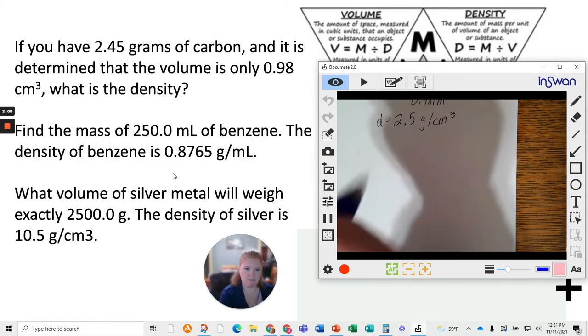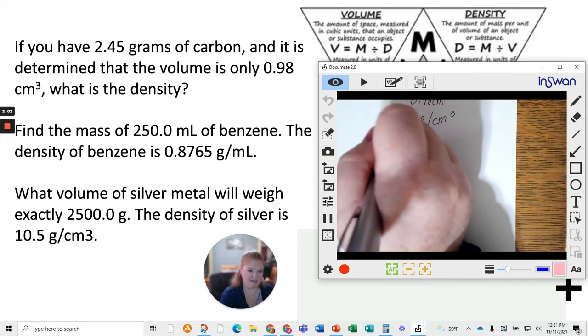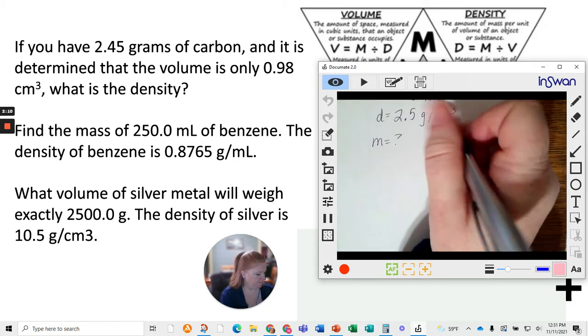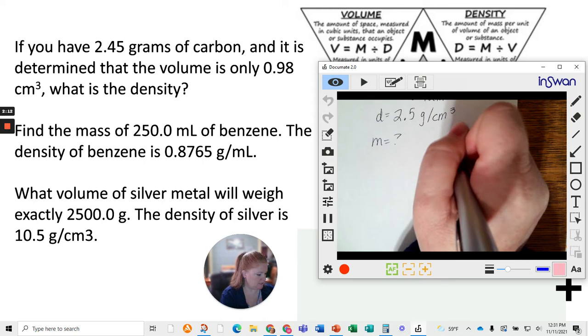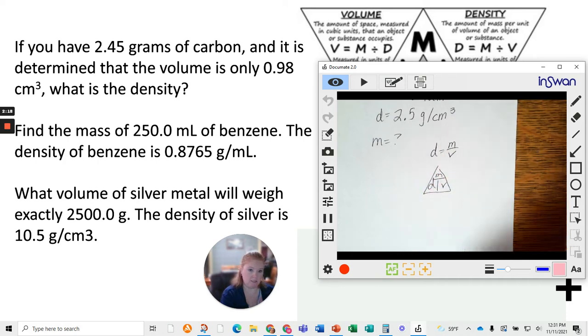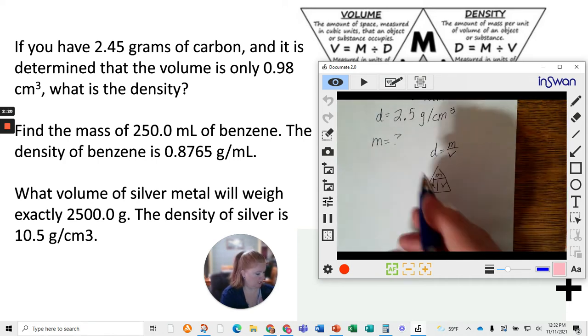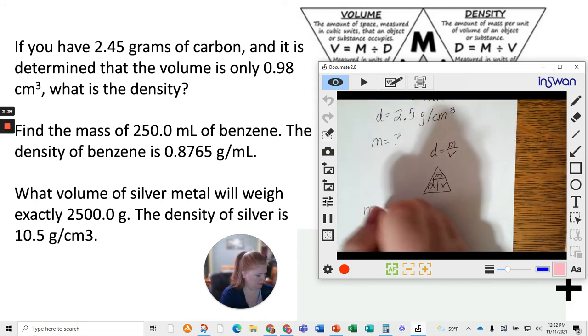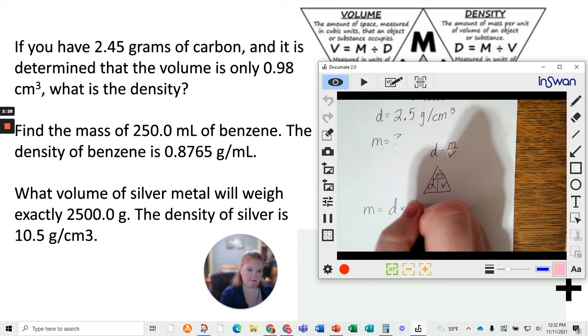It says find the mass. So right away I know I'm finding mass. What is the mass of 250.0 milliliters of benzene? The density is, okay, so my formula is density is mass over volume. I can write it in the triangle like this. Okay, and I need to solve for mass. So mass is density times volume.